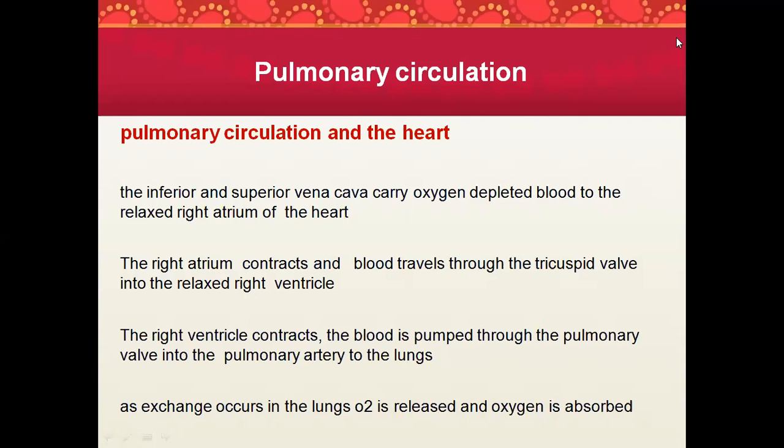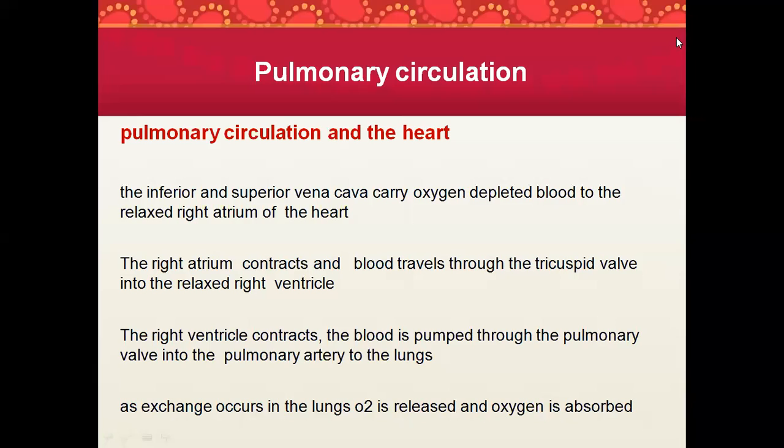So I told you in the previous class, there are two circulations: pulmonary circulation and systemic circulation. What happens in pulmonary circulation is your inferior vena cava and your superior vena cava carry deoxygenated blood from your lower limb and upper limb, and bring the blood to the right atrium of the heart. Once the blood reaches the right atrium, it has to pass through the tricuspid valve, and then go to the right ventricle.